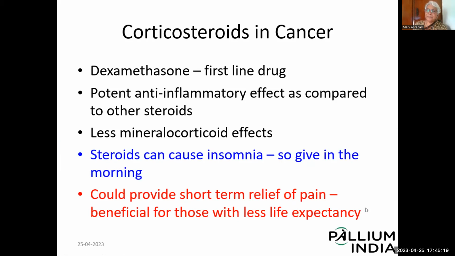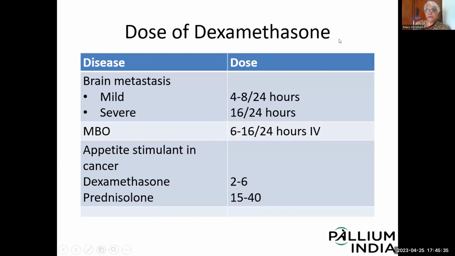But steroids should always be given in the morning, because otherwise they can cause insomnia if you give them at night. And particularly in those with less life expectancy, steroids can provide short-term relief of pain with a general feeling of well-being. Here, these are the doses of dexamethasone for various kinds of diseases in cancer. For mets, you can go up to 4 to 8 milligrams. For cord compression, you can go up to 16. For malignant bowel obstruction, you can go for 6 to 16. It is also an appetite stimulant in cancer.